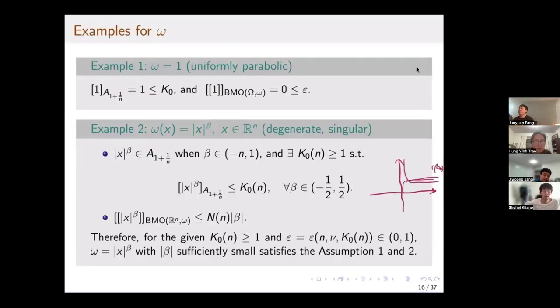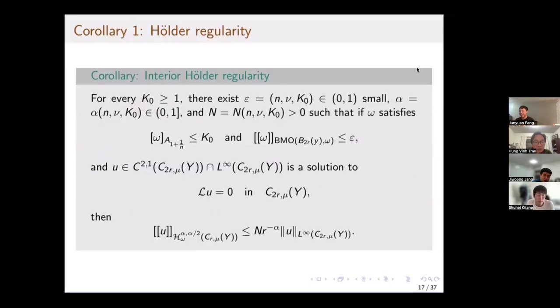Before showing the proof of Harnack, let me introduce two corollaries and their proof. The first corollary is called Hölder regularity. There's something new over here.